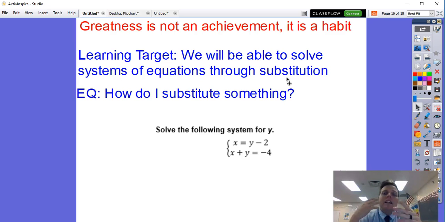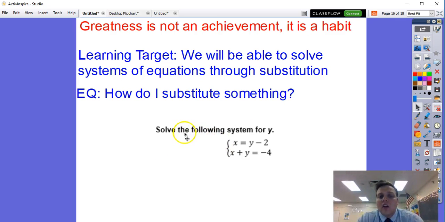Okay, and on Monday we talked about solving through tables. On Tuesday we talked about solving by graphing. On Wednesday, that's today, we're going to talk about solving through substitution. So a good essential question is, how do I substitute something? Okay, so our first question that we're just going to dive into together right now is this problem right here.